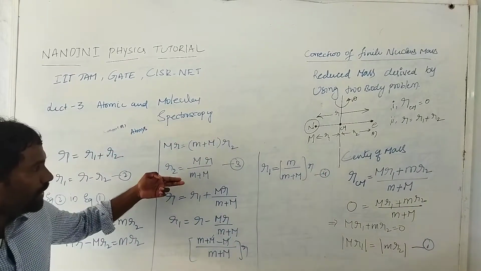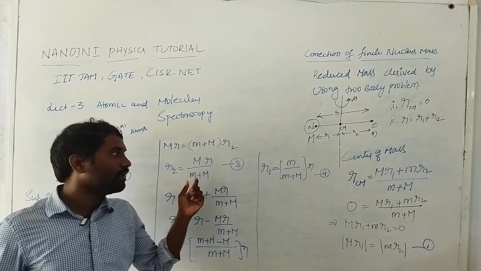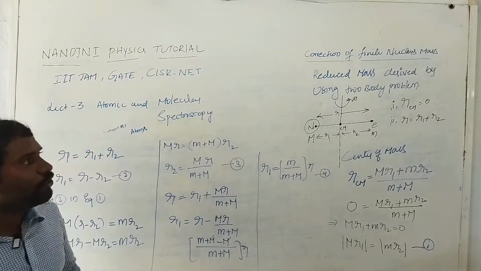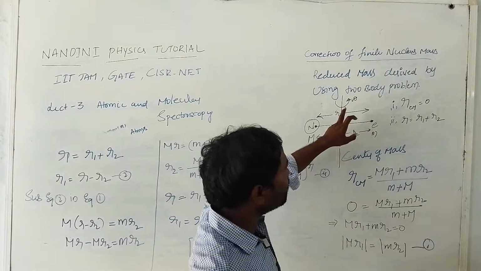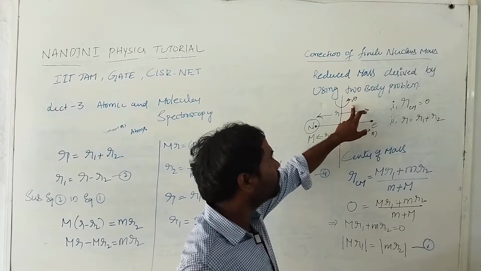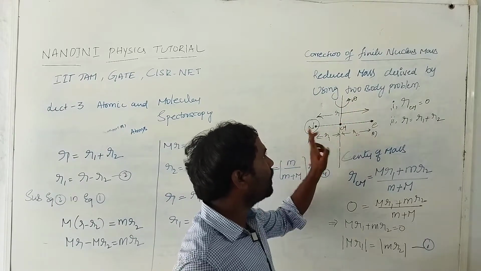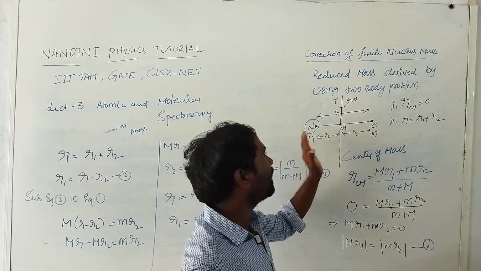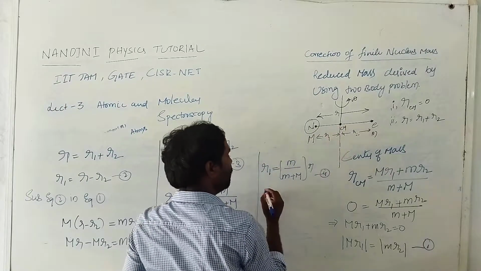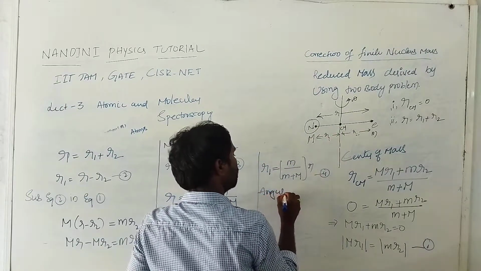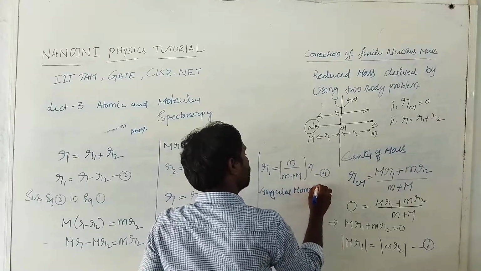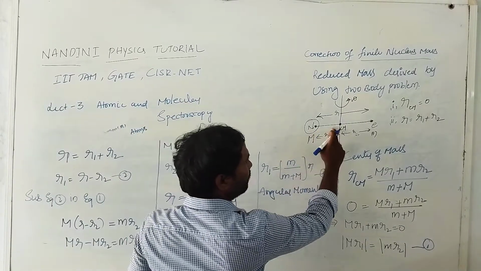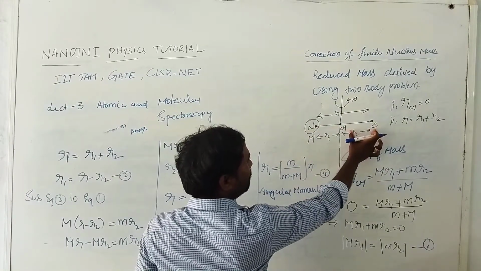So we have equation 3 and equation 4, the third equation and the fourth equation, which give the R2 value and the R1 value. Now I introduce another concept, called angular momentum. I will consider these two charges rotating with angular velocity omega. So what is the angular momentum? I will find the angular momentum of the first charge, the nucleus, plus the angular momentum of the electron.